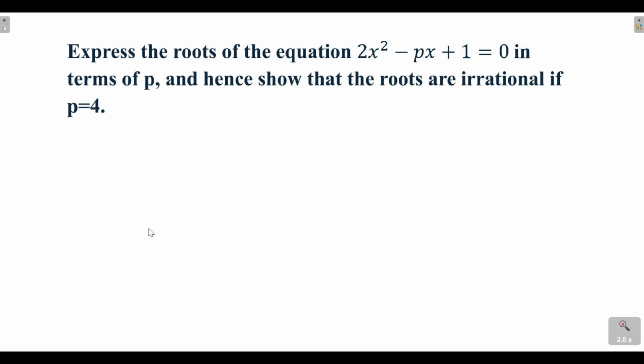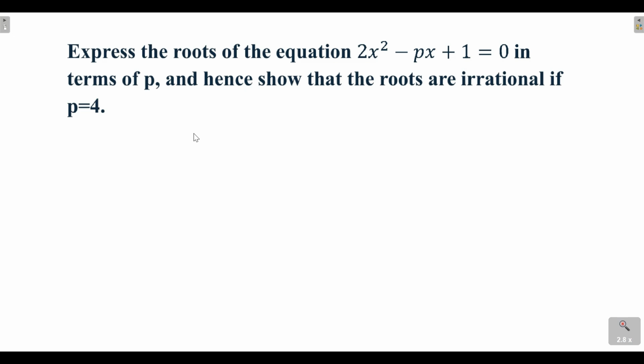The whole point of this lesson today is to introduce you to the term roots, so that when we do nature of roots, you have an idea of what a root is. What are we actually talking about when we talk about a root? This question is asking you to express the roots of this equation in terms of p. So we are asked to solve for x and express our answer in terms of p.